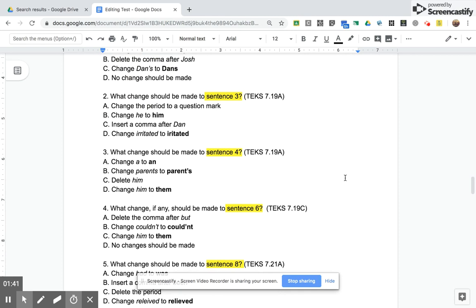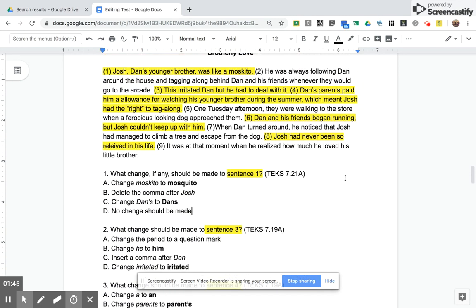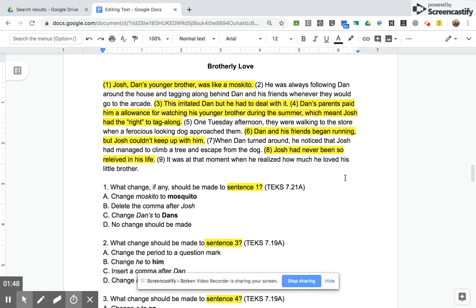Now, let's read the passage and see what changes we need to make. Brotherly Love. Josh, Dan's younger brother, was like a mosquito. He was always following Dan around the house and tagging along behind Dan and his friends whenever they would go to the arcade. This irritated Dan, but he had to deal with it. Dan's parents paid him an allowance for watching his younger brother during the summer, which meant Josh had the right to tag along. One Tuesday afternoon, they were walking to the store when a ferocious-looking dog approached them.